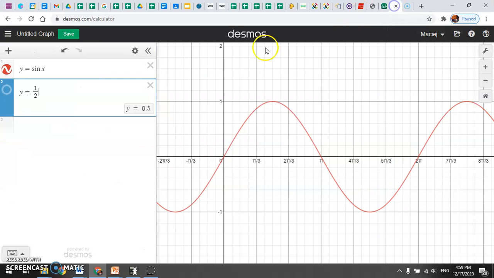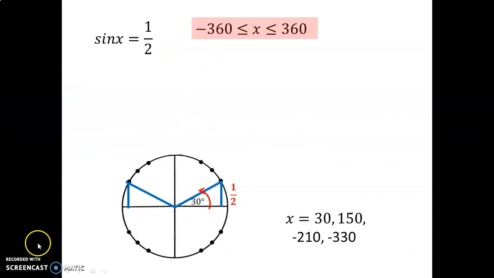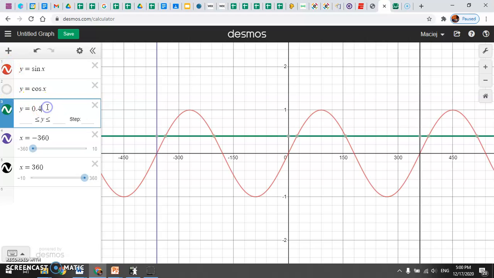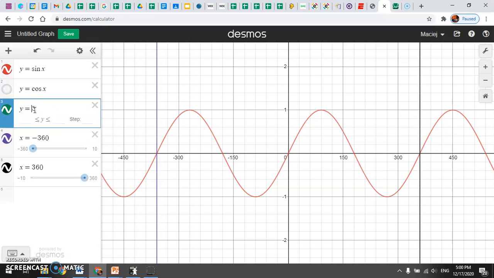So I have a sine graph prepared here. Let's go to this one. I'm going to shut off my cos graph. I'm going to turn on my sine graph, and I'm going to change this to the value we needed. It was sine is half, so I'm going to put 0.5 in there. And it should graph the line 0.5. There. So now there's the sine graph.